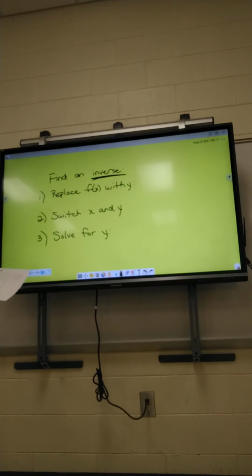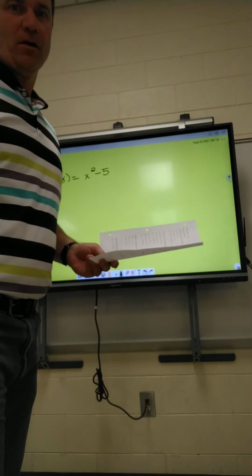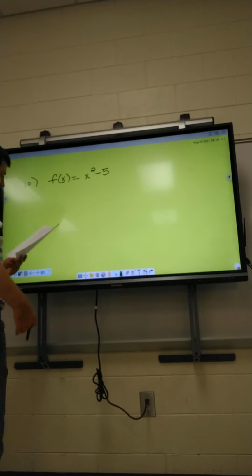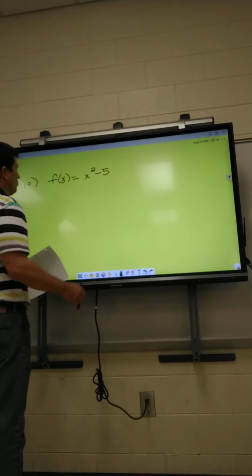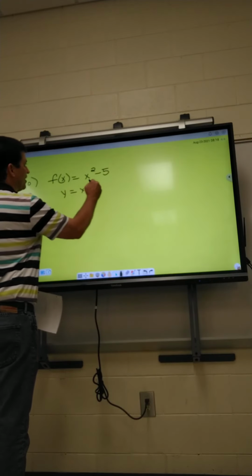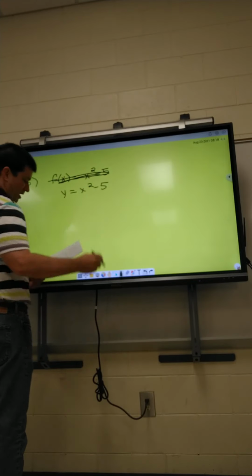Replace f of x with y, step 1. Switch x and y, step 2. Solve for y, step 3. All right, so using those 3 steps we just wrote down, you're going to see this is very easy. The first step says replace f of x with y. Well, I think on your paper, it already says y equals x squared minus 5. So there's really nothing you have to do. It was already set up like that.